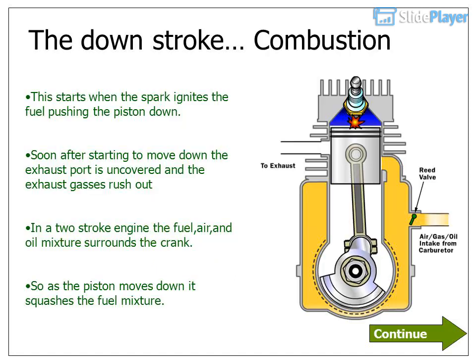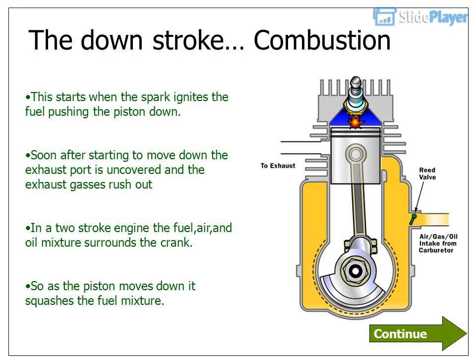The downstroke. Combustion. This starts when the spark ignites the fuel, pushing the piston down. Soon after starting to move down, the exhaust port is uncovered and the exhaust gases rush out. In a two-stroke engine, the fuel, air, and oil mixture surrounds the crank. So as the piston moves down, it squashes the fuel mixture.